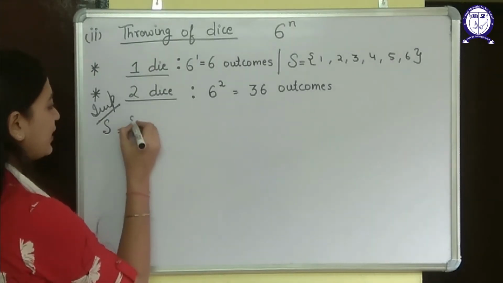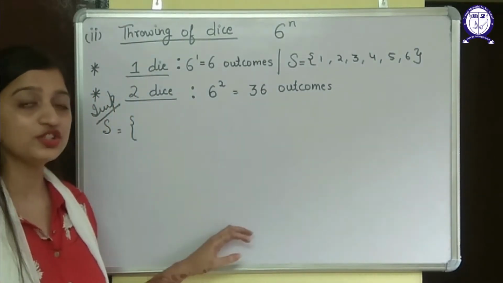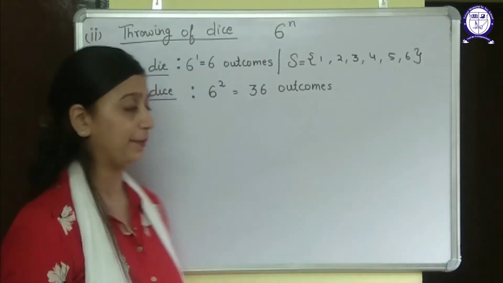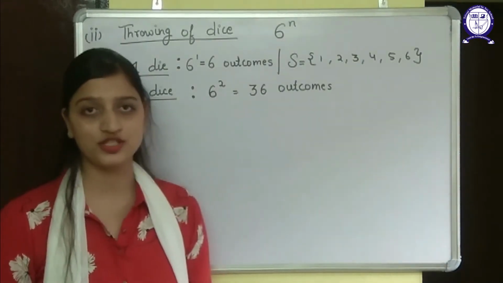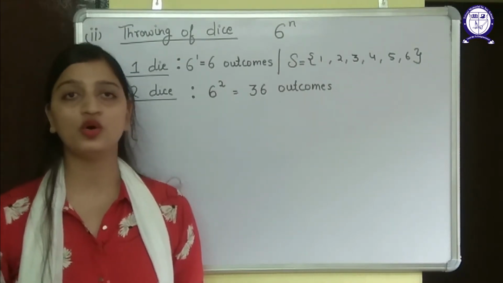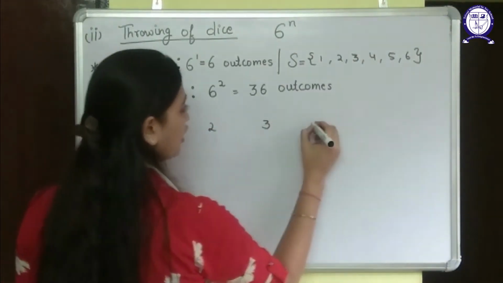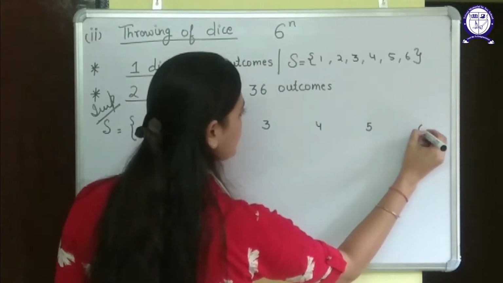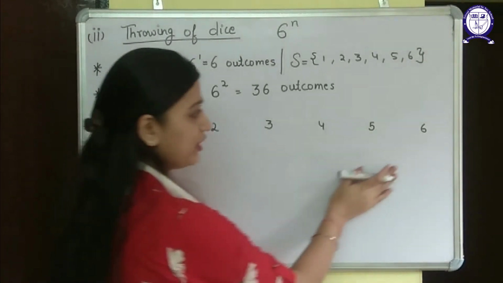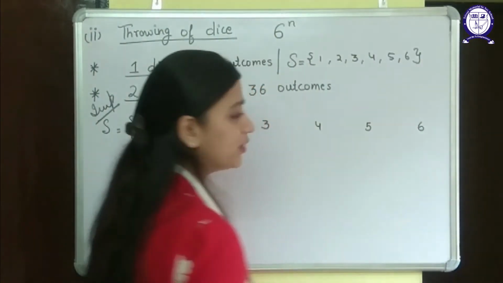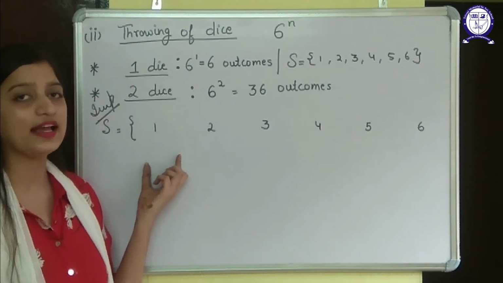Now first of all I will make the sample space. There are 36 outcomes and we will make them, and we should be very careful while making them. Now first of all I know if I throw a dice I can have 6 possibilities. 1, 2, 3, 4, 5, 6. So I will write 1, 2, 3, 4, 5 and 6. Okay, I have written all these numbers with some spaces between them because I am going to write other numbers also.